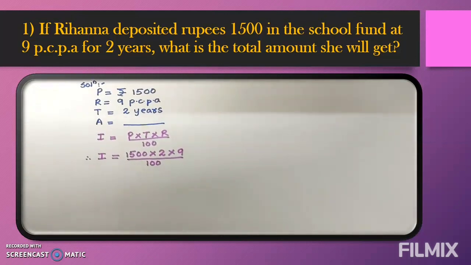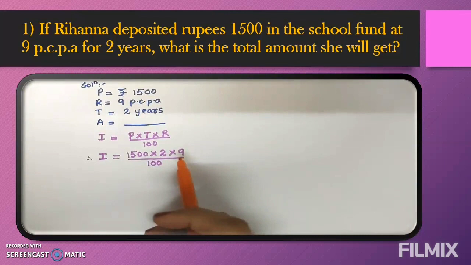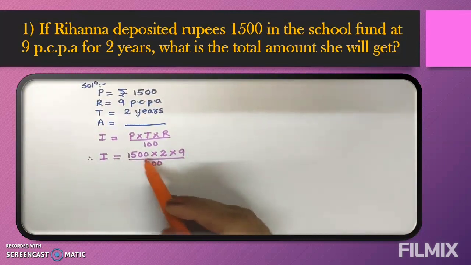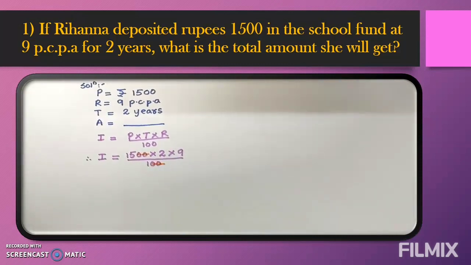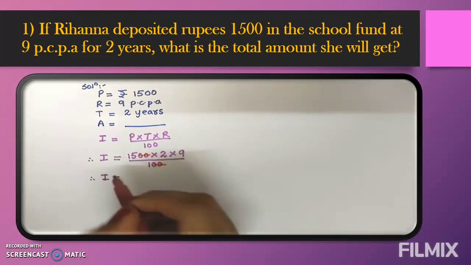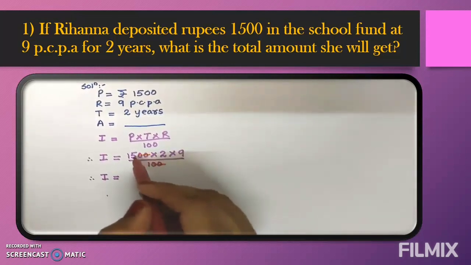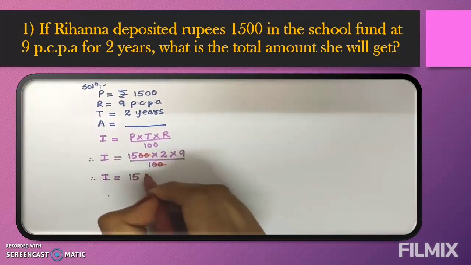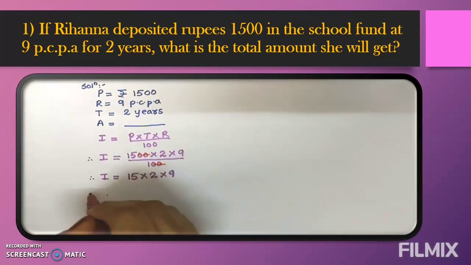So after substituting values, what will we do? We will start cancellation. Here cancellation is very easy. 2 zeros we have down, 2 zeros we have up, so these 2 zeros we will cancel. Now after cancelling, whatever is remaining we will write. We have 15 into 2 into 9.